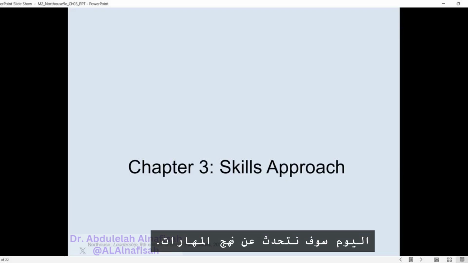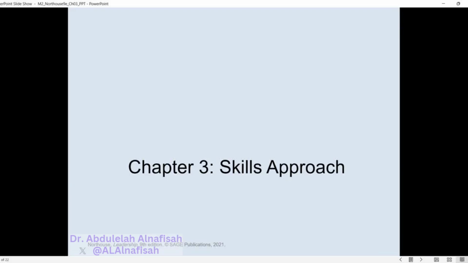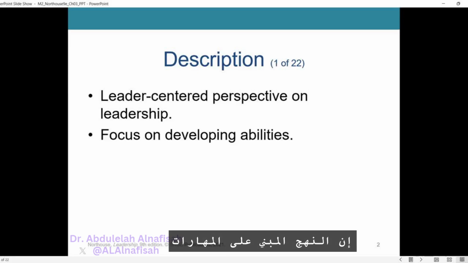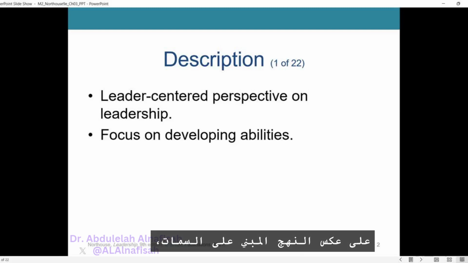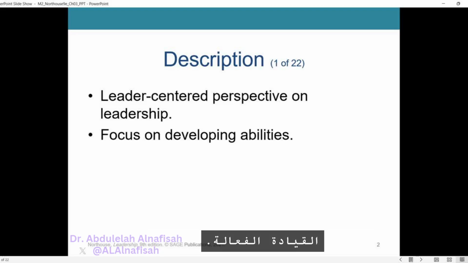Today, we will talk about skills approach. The skills approach to leadership, unlike the trait approach, focuses on the skills and abilities that can be learned and developed, rather than solely on inherent traits. This shift highlights the importance of capabilities and knowledge in effective leadership.